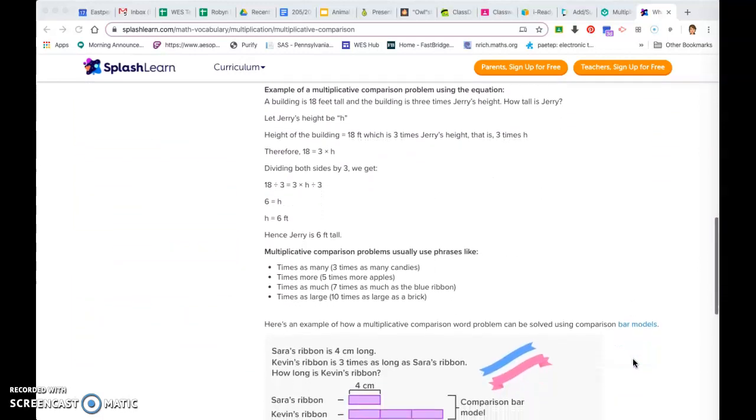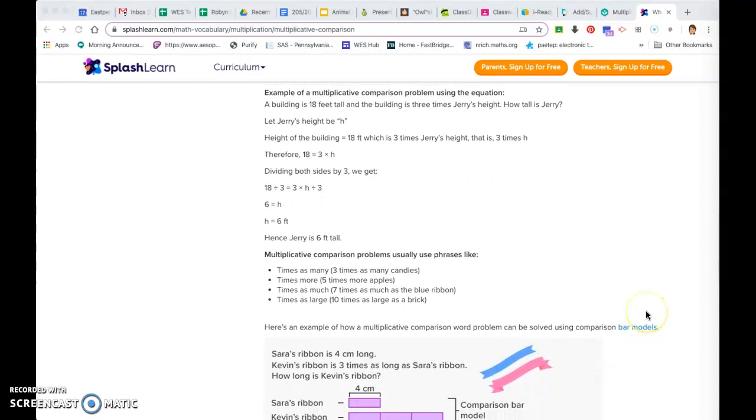Example of a multiplicative comparison problem using the equation. A building is 18 feet tall and the building is 3 times Jerry's height. How tall is Jerry? Let Jerry's height be h. So h is our variable to represent the unknown height. The height of the building equals 18 feet, and we know that is 3 times Jerry's height. That is 3 times h.